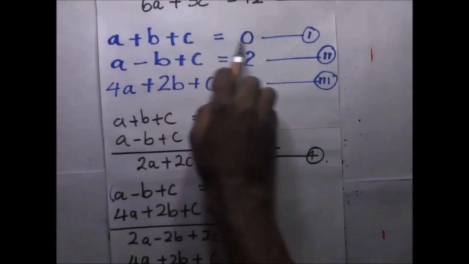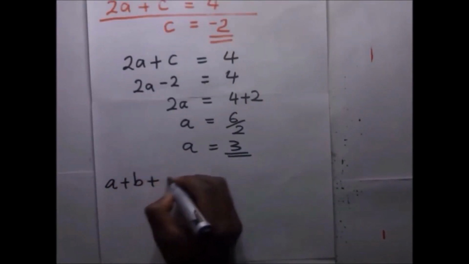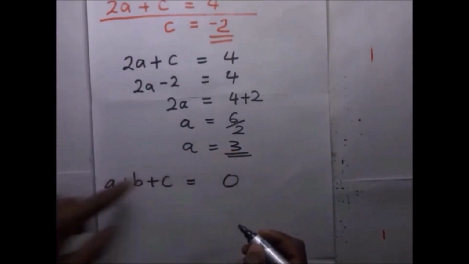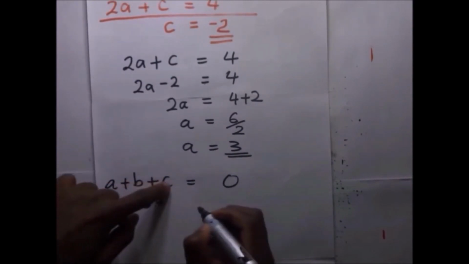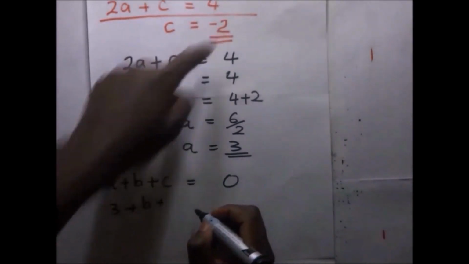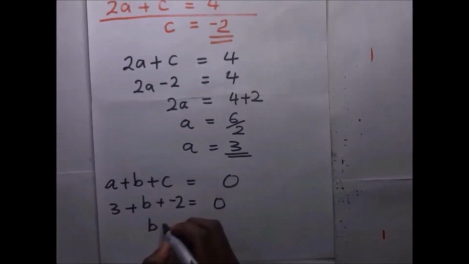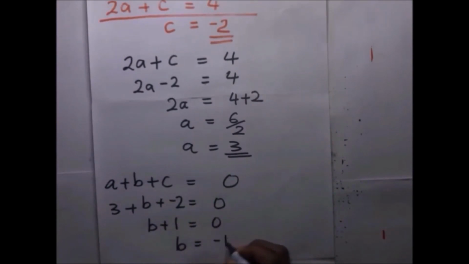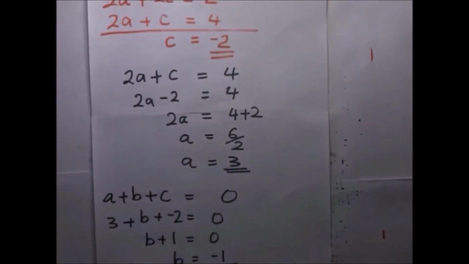And so we substitute that in our original equations. A plus b plus c is equal to 0 to get the value. Our value of a is 3 plus the b we are looking for plus our value of c, which is negative 2. And so that's the answer. We have our value of b as -1, a as 3, c as -2.